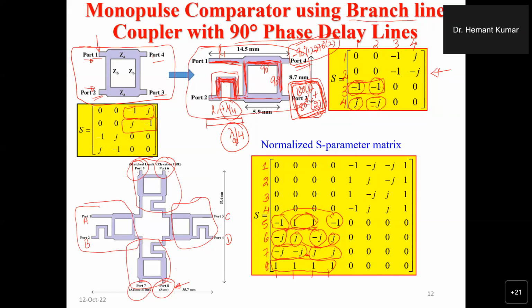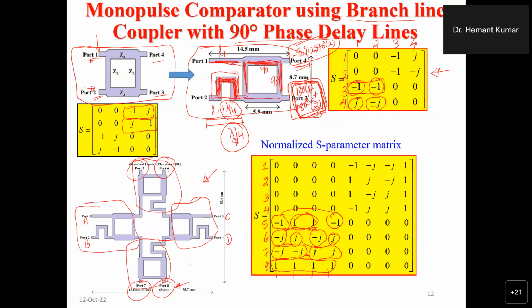So our requirement is only the sum, azimuth difference and elevation difference. These three are required. The other one will be connected to a matched load. So basically, you can use this branch line coupler, by adding a 90-degree phase delay line, as the sum and difference network, and you can design your monopulse comparator. So this is the monopulse comparator designed using a branch line coupler.